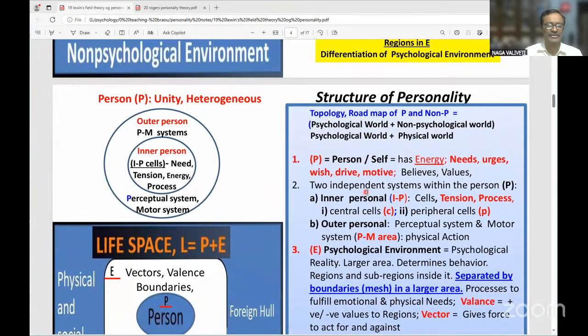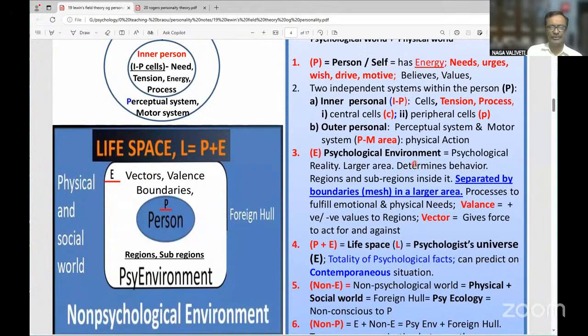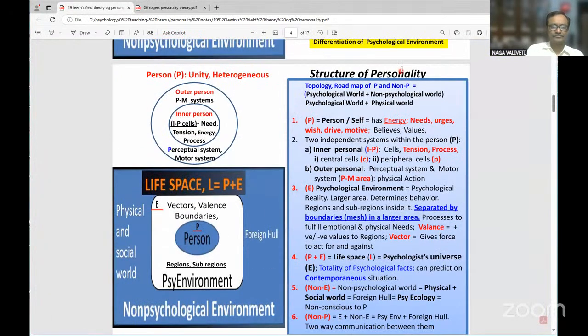Now coming back to the individual aspects, I am going to elaborate the same. The inner person we have seen: the PM system and IP cells. Need, tension, energy, and process are there. Here the person is explained. Life space is nothing but E plus P. Now I try to explain the different elements for your understanding. This is a topology, a roadmap.